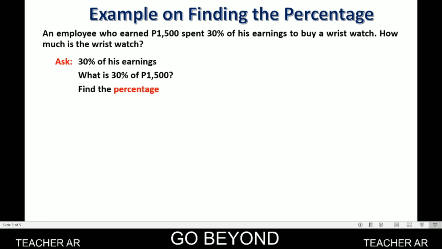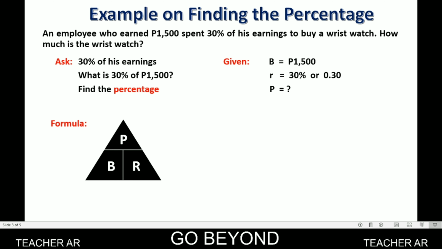So let's proceed to the given. So our given here, we have the base is 1,500 and the rate is 30%. Convert it into decimal, we have 0.30 and we are looking for the percentage. Okay, so let's proceed to the formula. The formula, we have the triangle. We are looking for the percentage. Hinahanap natin dito si percentage. Ibig sabihin, the formula in finding the percentage is base times rate.